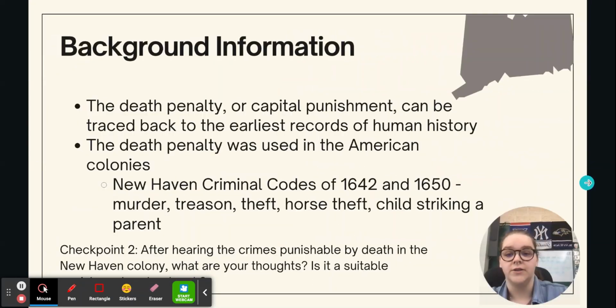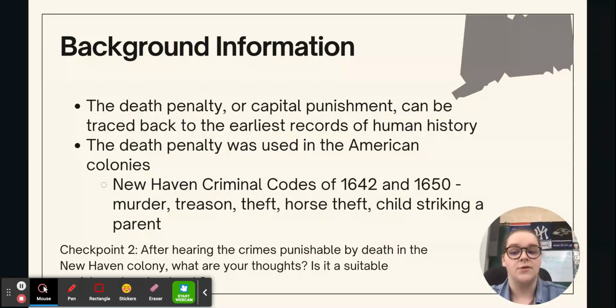Moving on to our background information, we will find that the death penalty, or capital punishment as it is sometimes called, can be traced back to the earliest records of human history. We know from our discussions of due process and the court system that many American laws are based on the English legal system, and this is no different. The English also used the death penalty, and so did the American colonies.